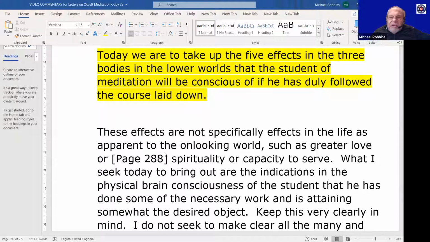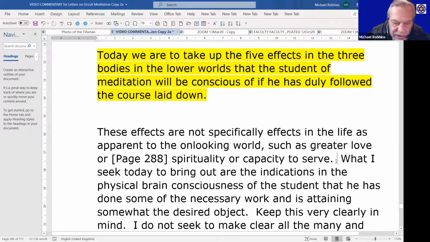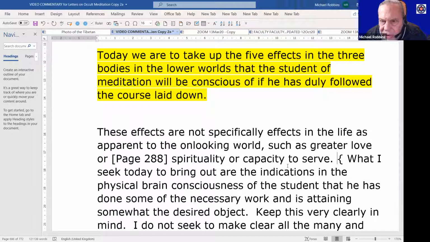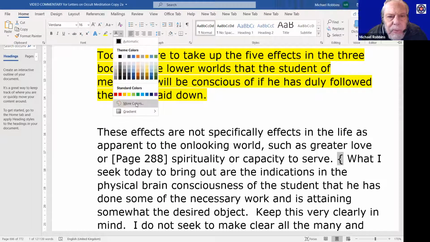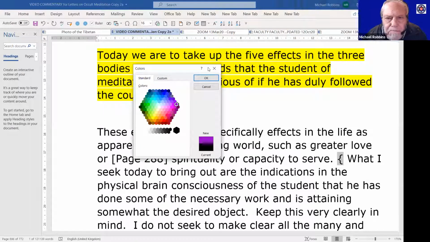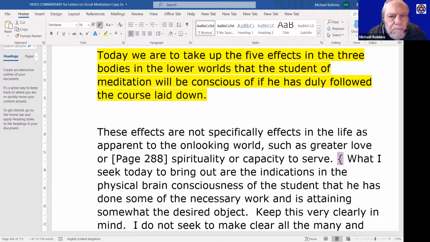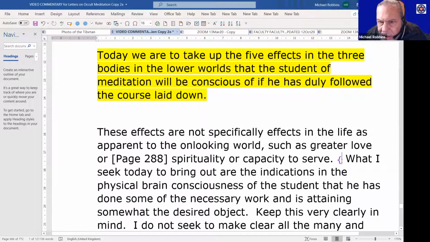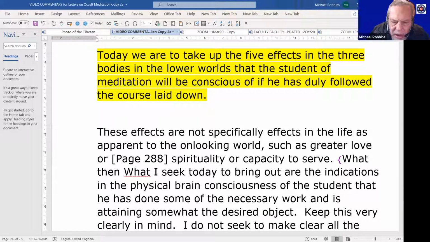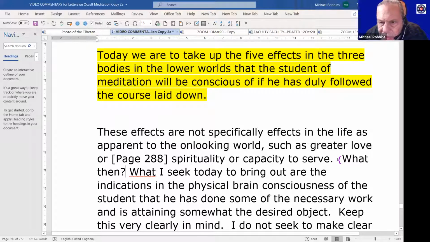These effects are not specifically effects in the life as apparent to the onlooking world, such as greater love or spirituality or capacity to serve, although we might ask, what then are they? And I'm going to make a bracket, if nothing else. So what then? Because that may be how we would expect these to work out.